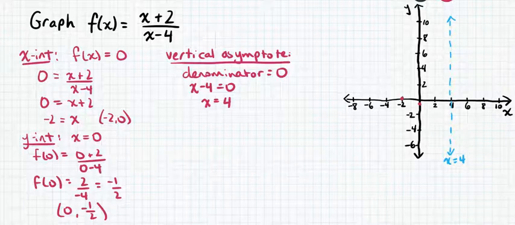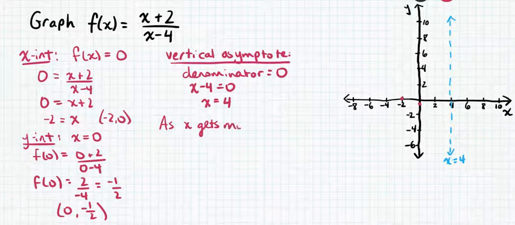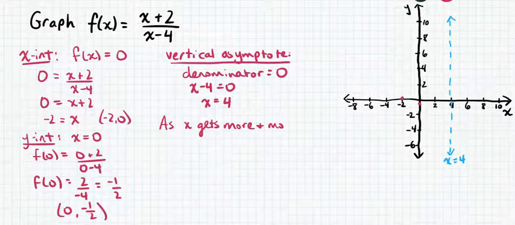In order to investigate where the horizontal asymptote may be, what we do is pick extreme positive and extreme negative values of x, and look to see what happens with the function values. So for example, as x gets larger and larger, so more and more positive, what happens to our function?